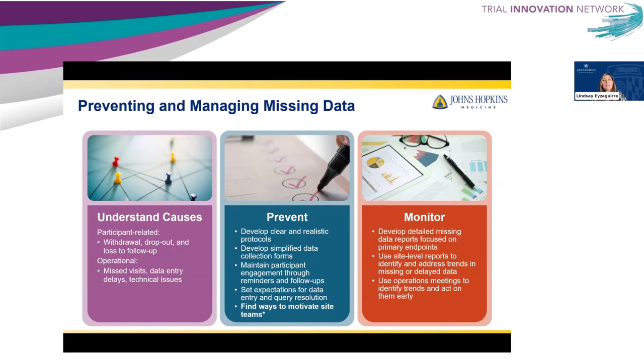Finally, monitor continuously, develop missing data reports, focus on the primary endpoints in site level reports to identify trends, and make missing data a standard topic in your operations meetings so that it's front and center and you're reviewing it as things are happening. The earlier the issues are caught, the easier they are to fix. So for me, the earlier you find the problems, the faster you're going to fix them, and your data is going to be more reliable.